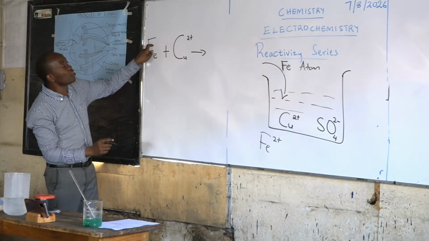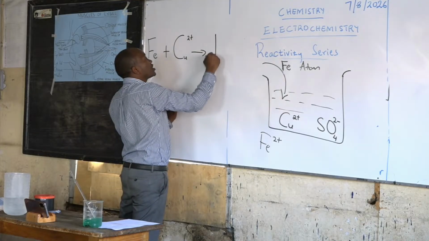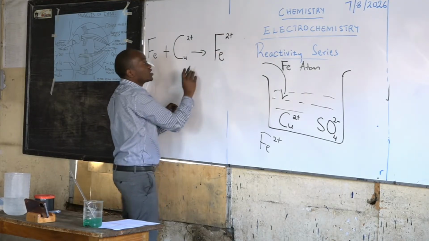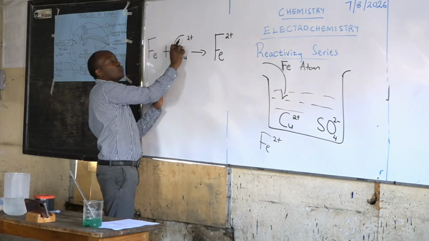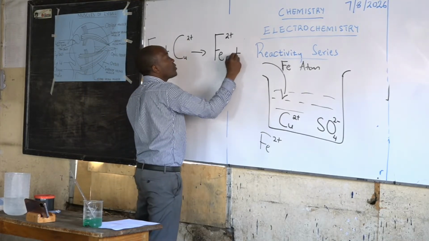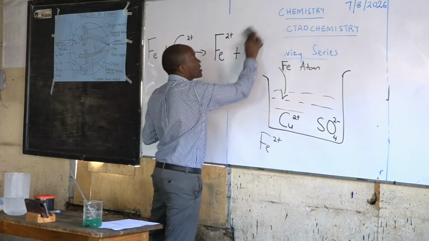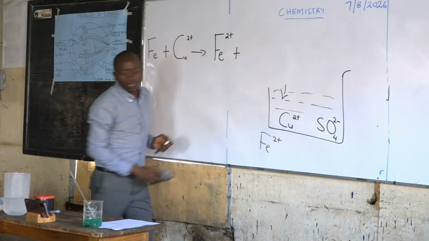Now, iron will lose 2 electrons. Then we are going to have what? Iron 2 ions. It's going to lose 2 electrons. Now, copper is going to gain those 2 electrons. Then we are going to displace it from the solution. We are not going to have copper 2 ions in this solution again.